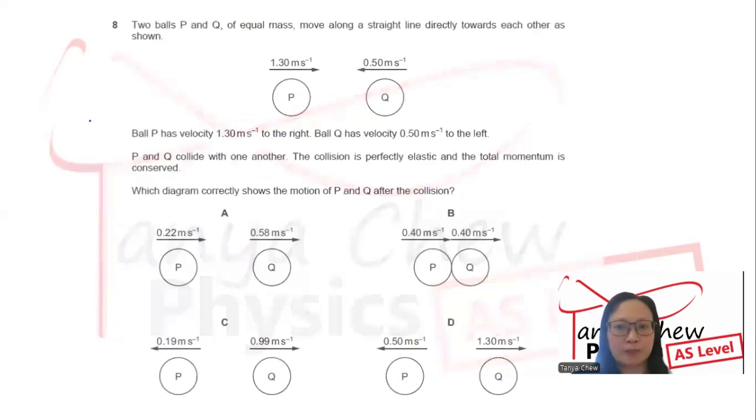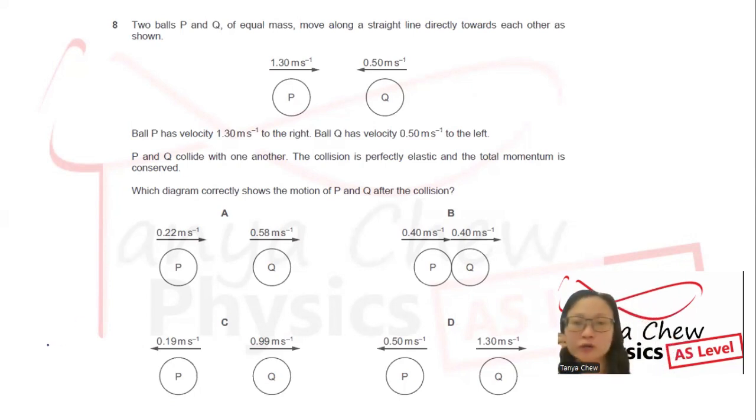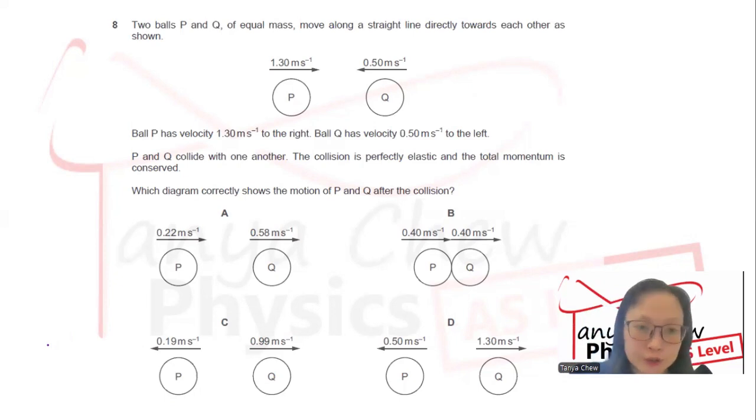Now, question number 8. Two balls, P and Q, of equal mass move along a straight line directly towards each other as shown. Ball P has a velocity 1.3 meter per second to the right. Ball Q has a velocity 0.5 meter per second to the left. P and Q collide with one another, and the collision is perfectly elastic, and the total momentum is conserved. Which diagram correctly shows the motion of P and Q after the collision?